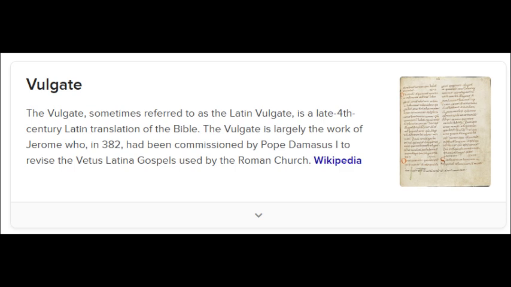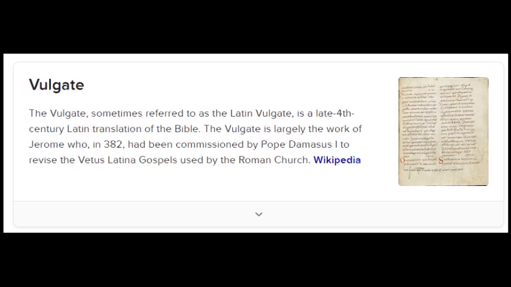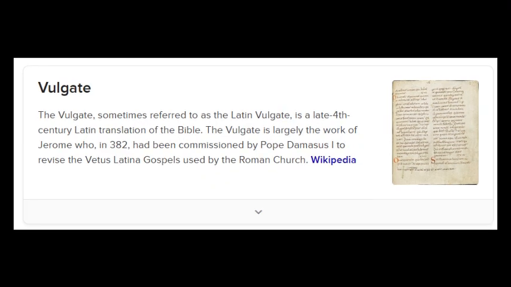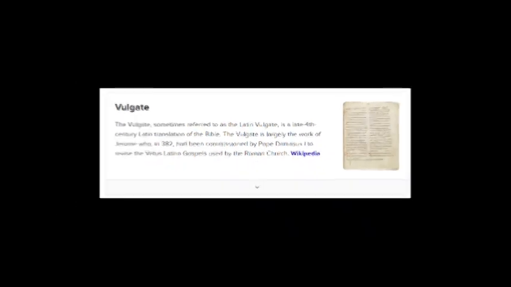So where did the Vulgate name come from, right? The Vulgate is largely the work of Jerome, who in 382 had been commissioned by Pope Damasus I to revise the Vetus Latina Gospels used by the Roman Church. So one has to wonder what they're obfuscating with these overlays that they're adding to Vulgate, and why, in fact, Vulgar has those word uses under the definition.